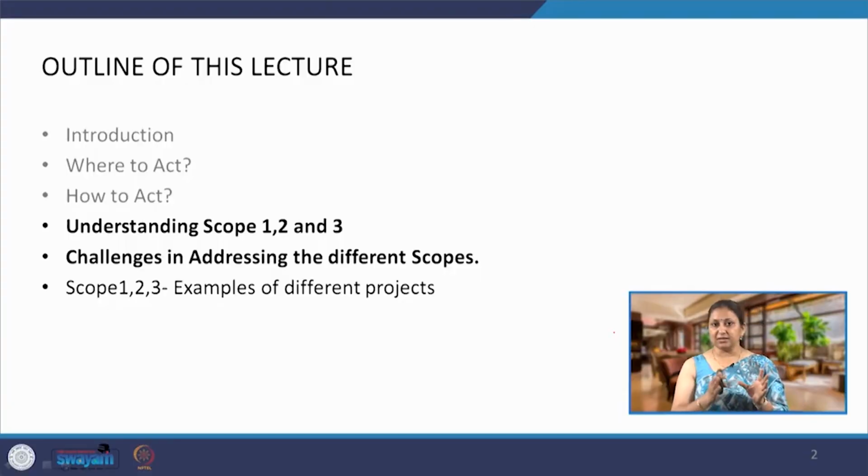In this particular lecture, we are going to continue the discussion which we were having yesterday, which was understanding the scope 1, 2 and 3 emissions, and prior to that we had discussed very briefly what 1, 2, 3 scope emissions are, but we were primarily understanding how to identify and fix the organizational boundary and the operational boundary, which will tell us where to act.